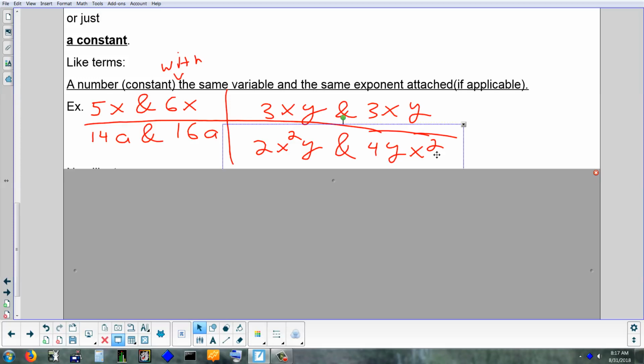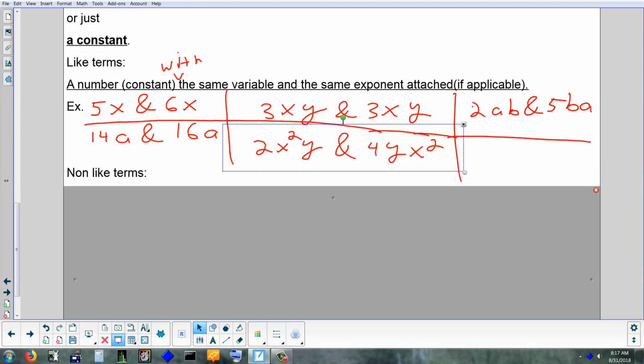Okay? So what about if I did 2ab and 5ba? Are those like terms? Yeah. So I think we're getting the hang of it. Okay? Those are like terms. Generally though, if they're like terms, we like to put them in the same order, but those are all examples of like terms.